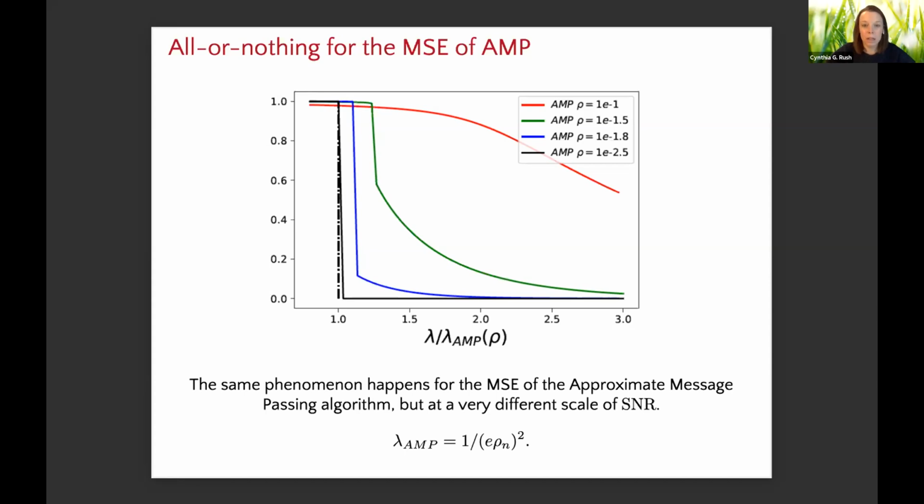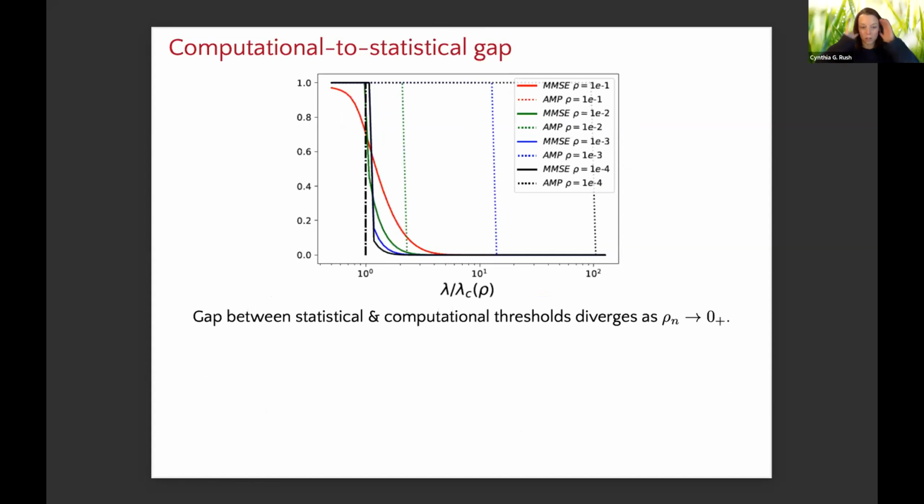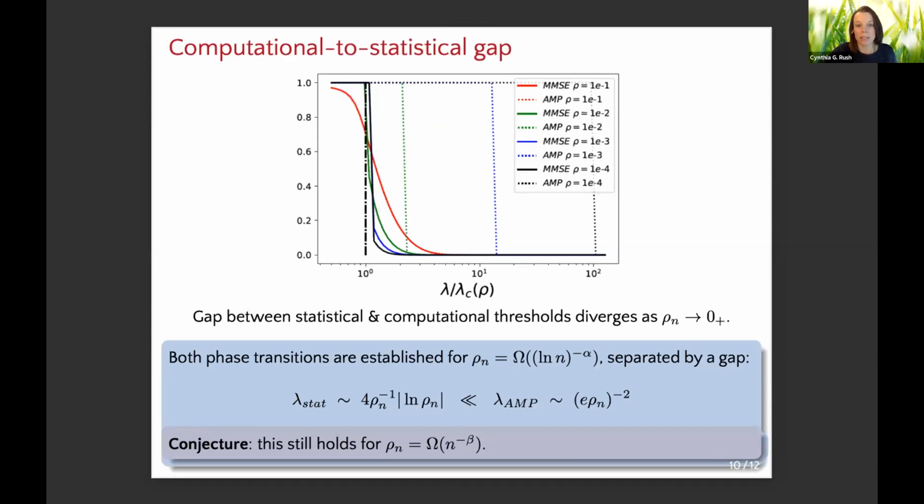Here I just wanted to plot the gap between the two thresholds. Now the horizontal axis is on a log scale, and we see that the statistical to algorithmic gap diverges as rho decreases. In the image, the gap between the two phase transitions is the horizontal distance between the colored dotted lines and the black dashed line. So the gap is the largest when rho gets small. And indeed, we can characterize this gap by looking at the critical values of the two phase transitions.